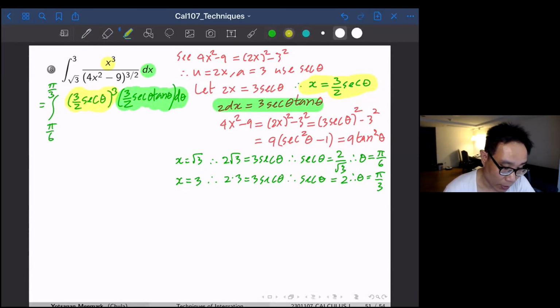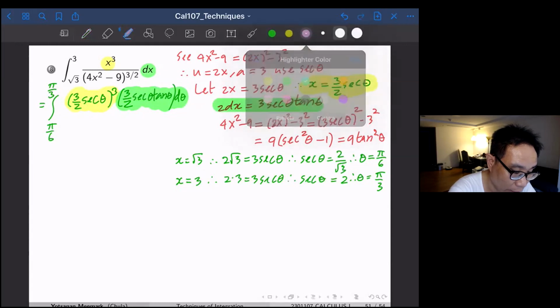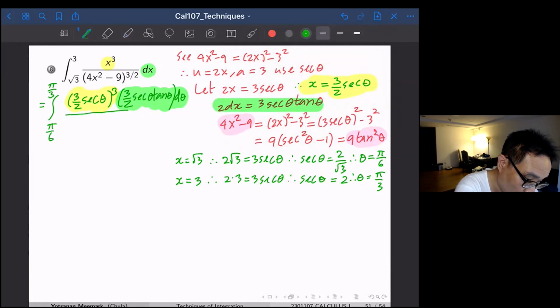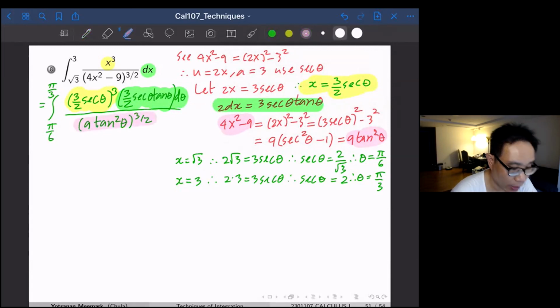And on the bottom, you would just have this term. I'm going to highlight the pink one. 4x squared minus 9, so it's going to be 9 tan squared. So this one will be 9 tan squared theta to the 3/2. So this one is the pink guy.